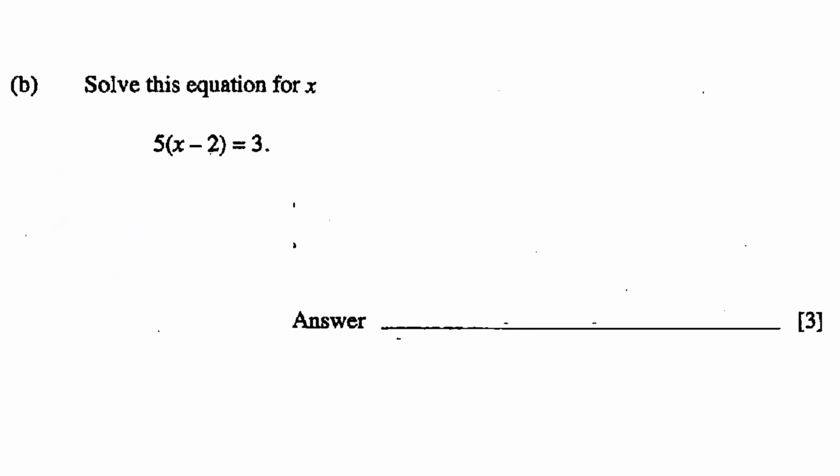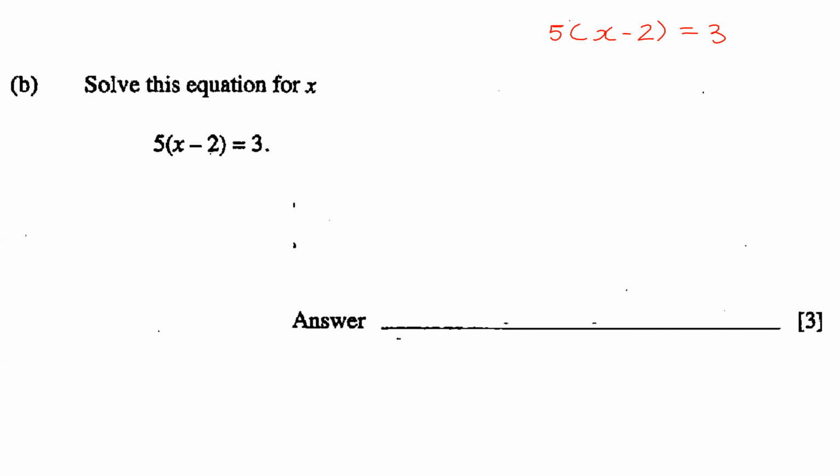Now, question 11b is what we call a linear equation. We have to solve this linear equation for the value of x. This is going to be 5, open bracket, x minus 2, equals 3. Okay, so the idea here is that we want to isolate x. We want x to be on one side and everything else on the other side.